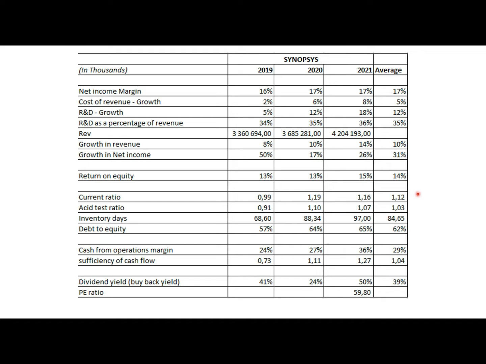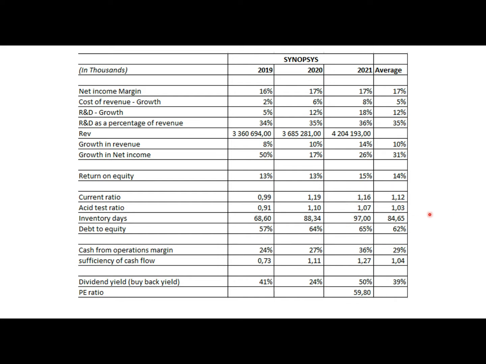And furthermore, Synopsys does have enough cash on the balance sheet, a ton of cash, 1.6 billion. And looking at the ratios, they're above 1. It is able to meet its short-term liabilities as and when they fall due with enough short-term liquid assets.